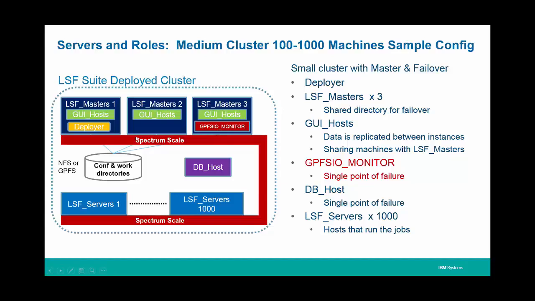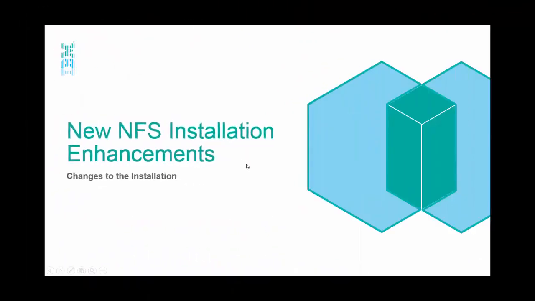One thing to note is it's only on one machine, so you do have a single point of failure there. The other thing is you will have to have Spectrum Scale installed, or at least the Spectrum Scale client installed, on the rest of the nodes. Okay, let's switch now and look at the NFS installation enhancements.